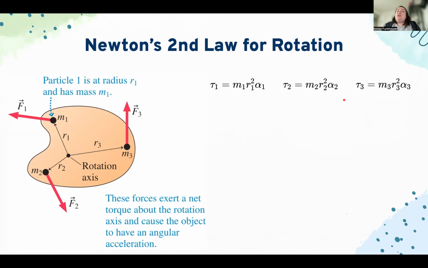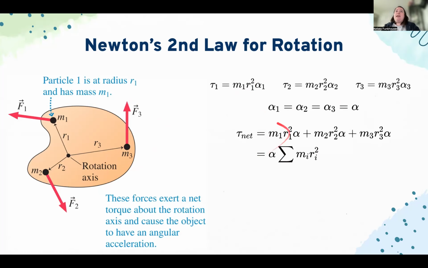But these masses are all part of the same object. That's what this is trying to show. They're all attached. And we also learned that angular acceleration throughout an entire rotating object is the same throughout. So that means that all of these angular accelerations are equal.